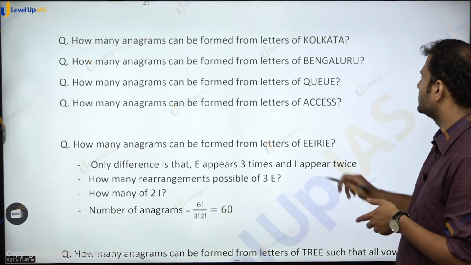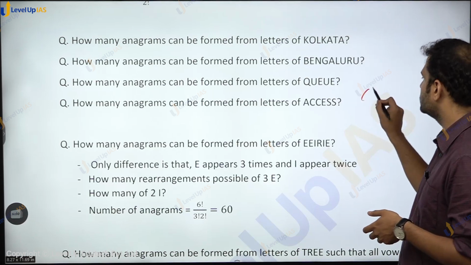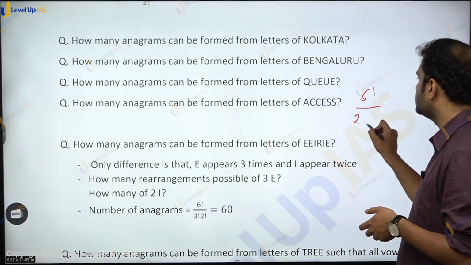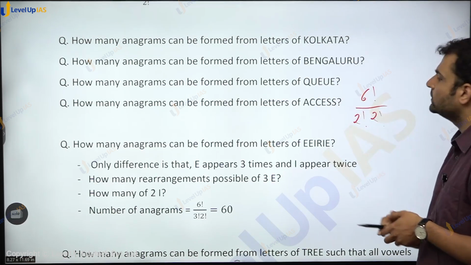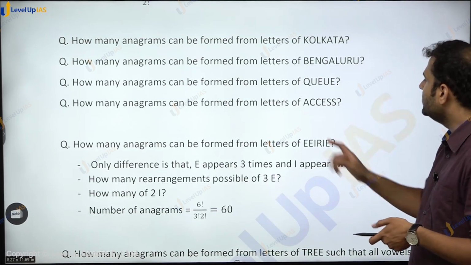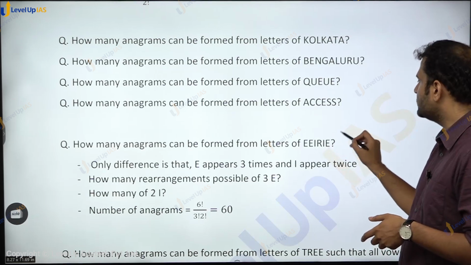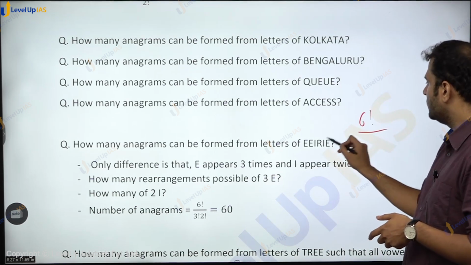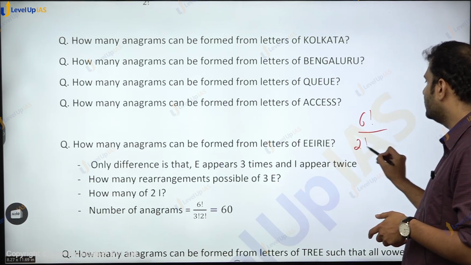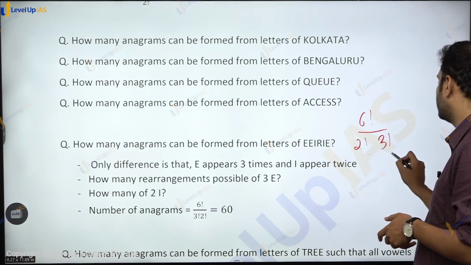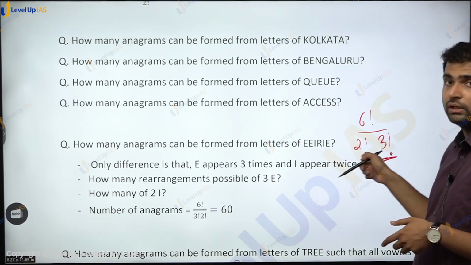Next, Access. This is 3 plus 3, 6. So 6 factorial divided by 2 for C, 2 for S. This is the answer. Then Eerie. Eerie is 1, 2, 3, 4, 5, 6. So 6 factorial divided by 2 for I and E के लिए 3 factorial. But ये याद रखना, this is factorial, 3 factorial.